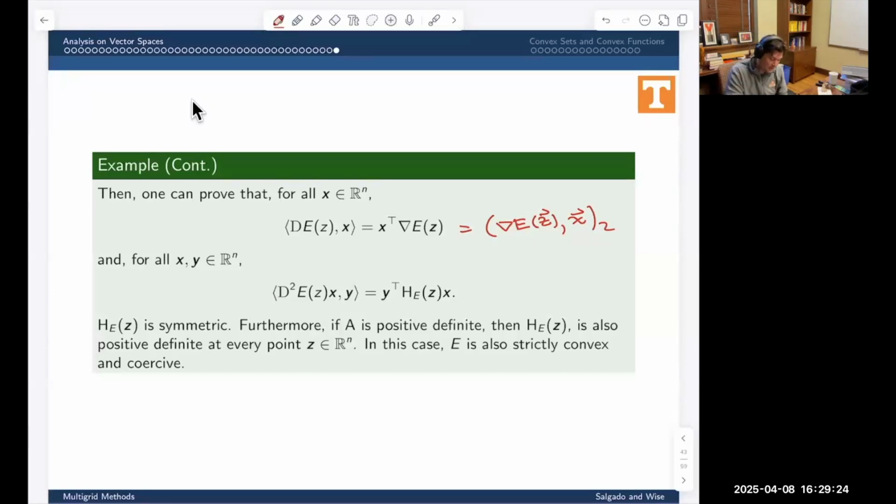Now, what about the second derivative? You can show that the second derivative, remember, the first Frechet derivative for every z is a bounded linear functional. Now, the second derivative for every z is a bounded bilinear functional, meaning that it operates on two vectors or 2 points from the space. In this case, it's 2 vectors.